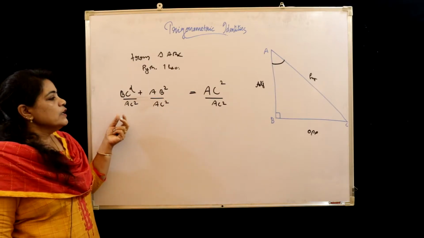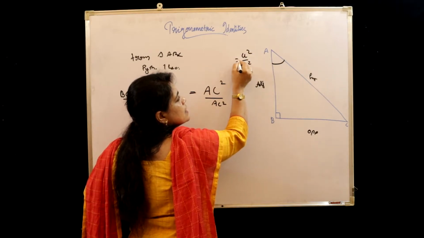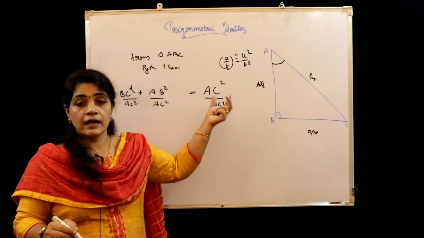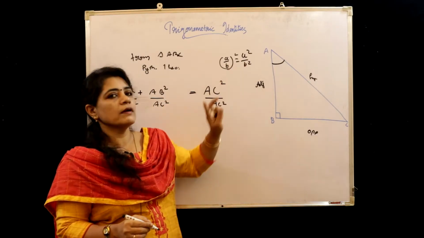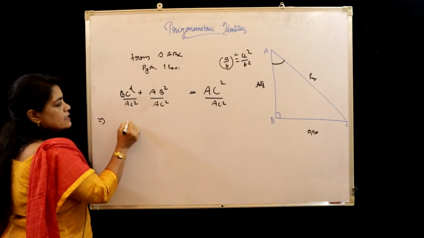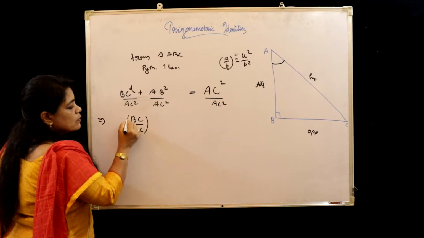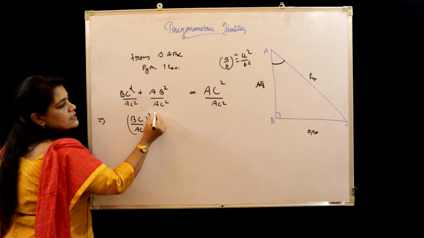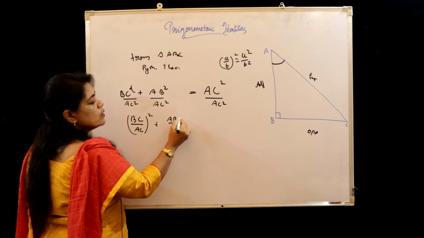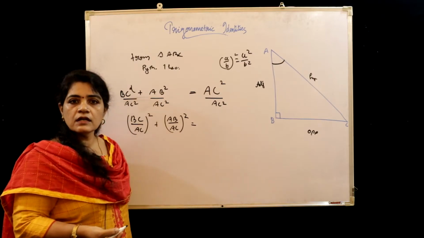Okay, we know that A by B whole square is A square by B square. The same way here I can write this as BC by AC whole square, plus AB by AC whole square. And AC square by AC square is 1.